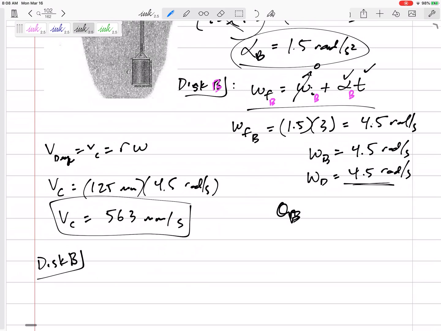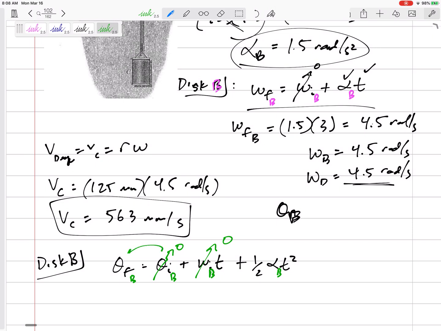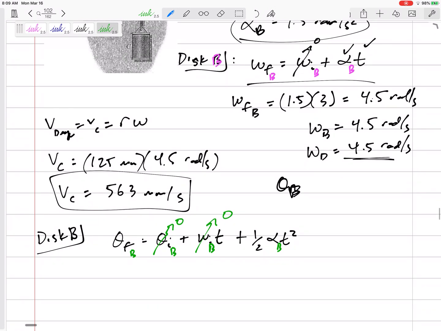All right, so sticking at disk B, just looking at any of those other two constant acceleration equations. How about this one? Theta final equals theta initial plus omega initial t plus 1/2 alpha t squared. Again, I'm looking at B, so this is all for B. It started from rest, and we can just either assume it starts from a zero orientation, or just bring that over and say the change in theta. So the change in theta for disk B will be 1/2, oh sorry, make sure I use the alpha for disk B, 1/2, 1.5, a time of 3. So 6.75 radians. That's the theta B.